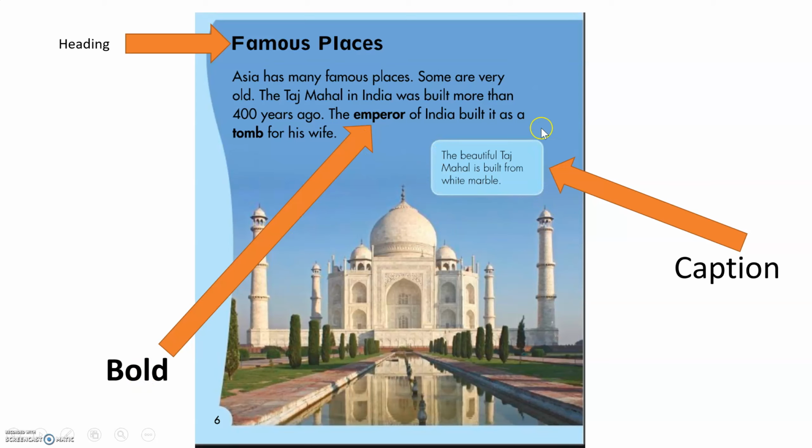Oh, I've got a box over here. This box is kind of close to this building right here. So this box or caption must be about this building. Let's read it. The beautiful Taj Mahal is built from white marble. Oh, that makes sense. This is the Taj Mahal, and I see this is white here, so this must be white marble. The caption describes the picture.